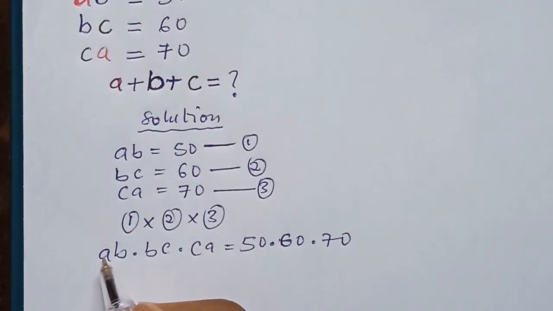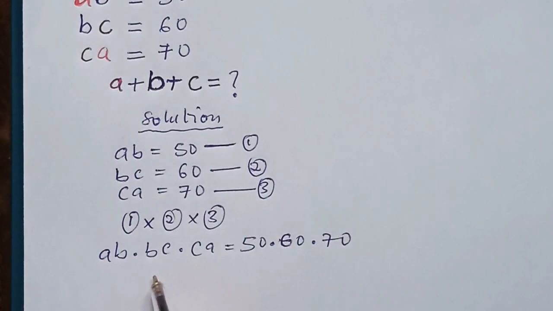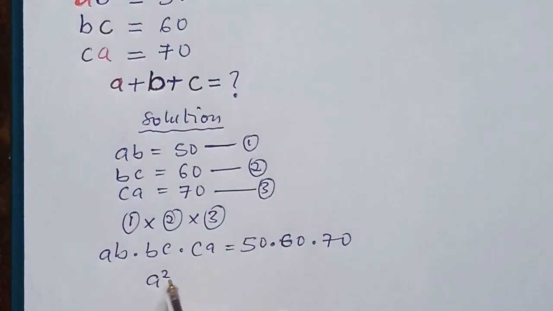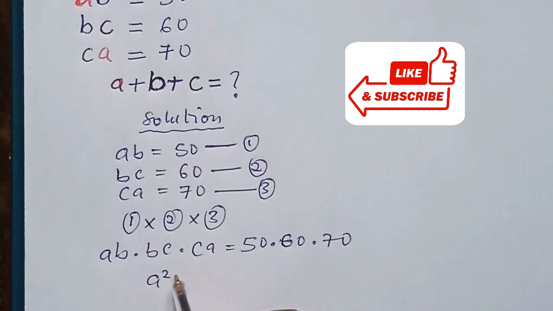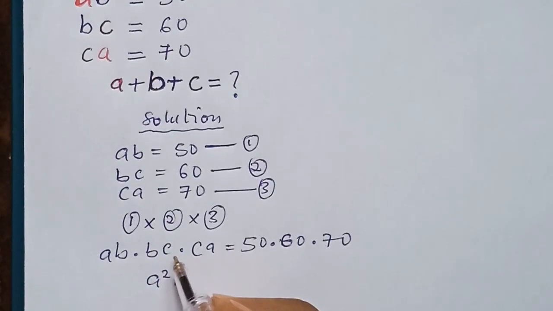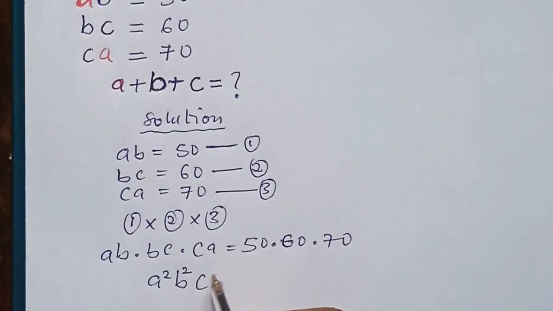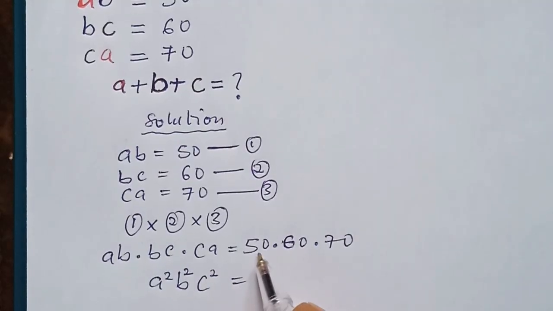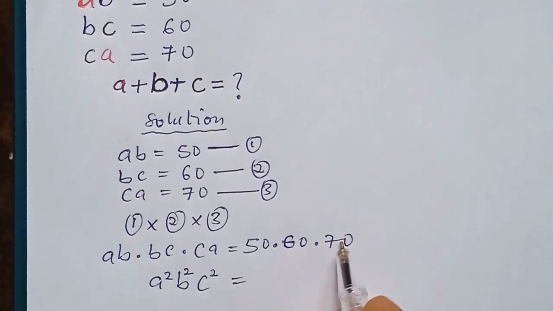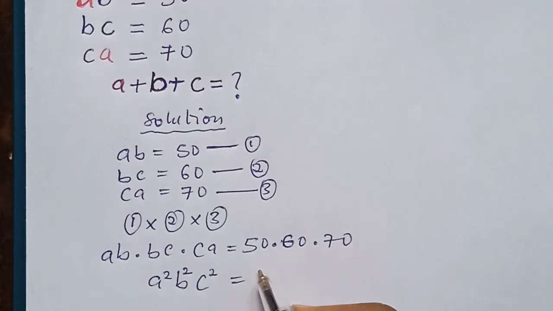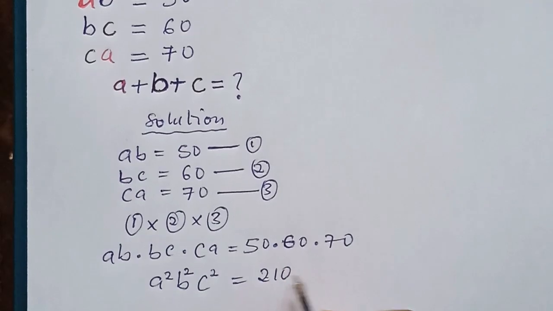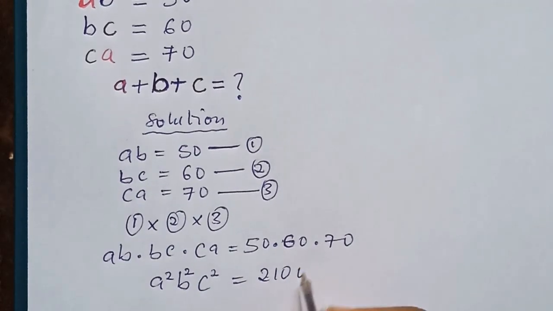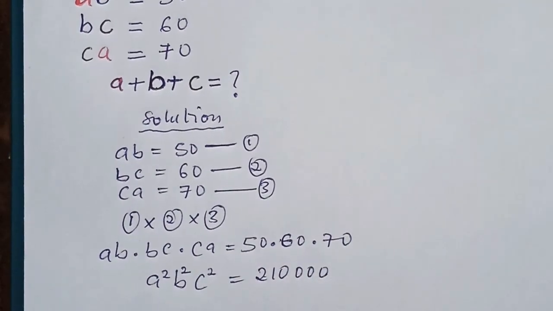So I will have A multiplied by A, I'll get A squared. Then B multiplied by B, I'll get B squared. C multiplied by C, I'll get C squared. That will be equal to this 50 multiplied by 60 multiplied by 70. Then I will have 210,000.